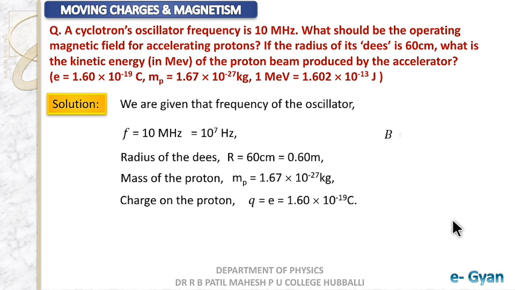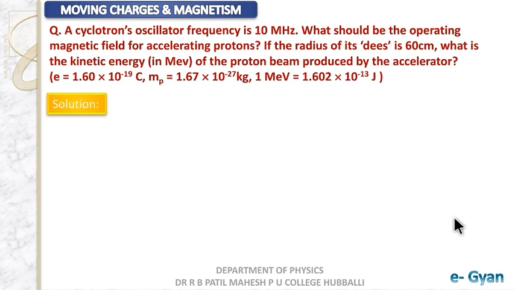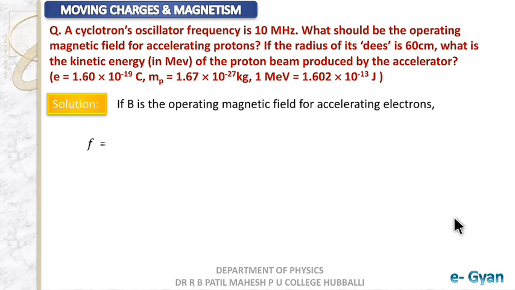Here we need to find the operating magnetic field of the cyclotron and also the maximum kinetic energy of the proton acquired due to acceleration. Let us proceed ahead now. So if we take B as the magnetic field, we'll use the frequency expression to find it. We have the frequency of the cyclotron, f = qB/(2πm_p).